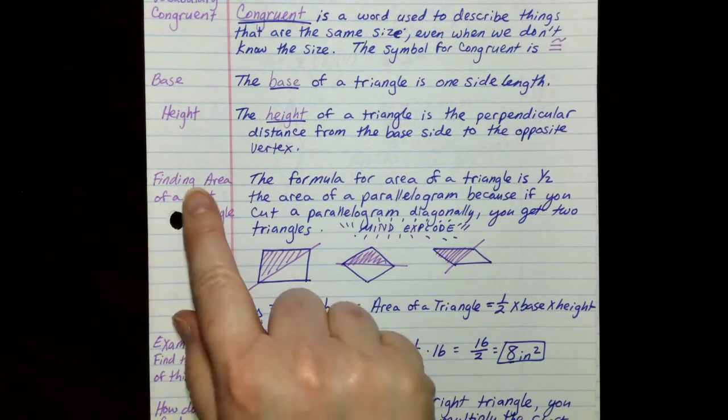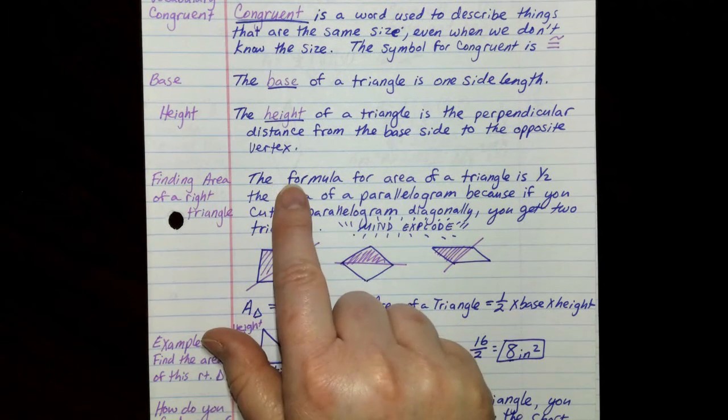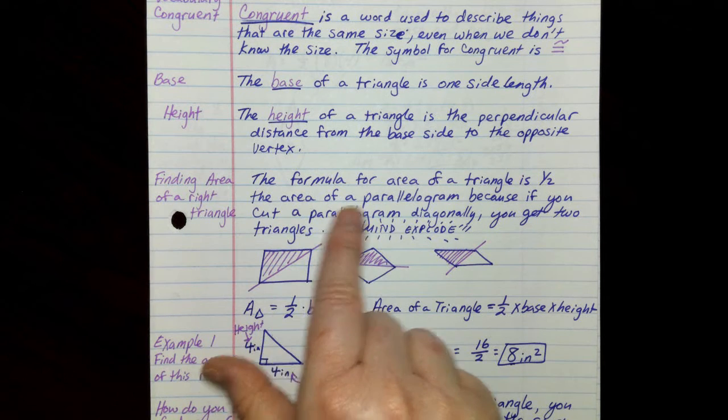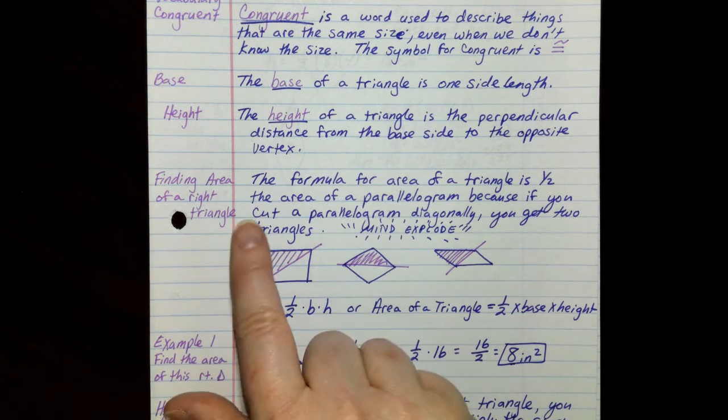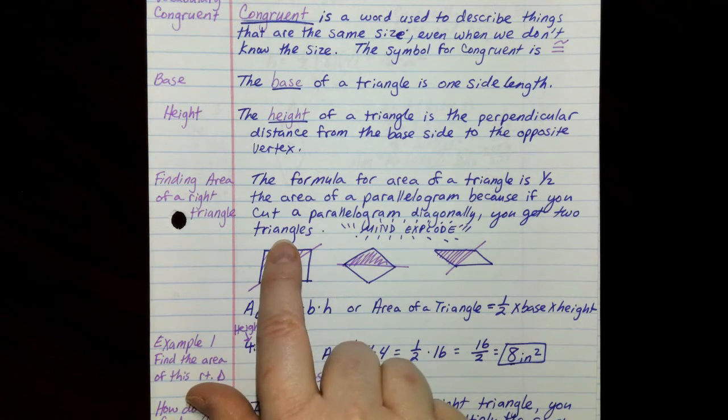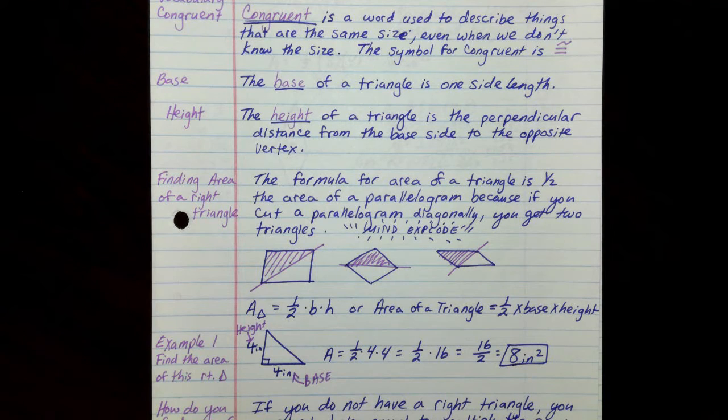Okay, finding the area of a right triangle. The formula for area of a triangle is 1/2 times the area of a parallelogram, because if you take a parallelogram and cut it diagonally, you get two triangles. Mind explosion here. Probably not, but I like to pretend it is.